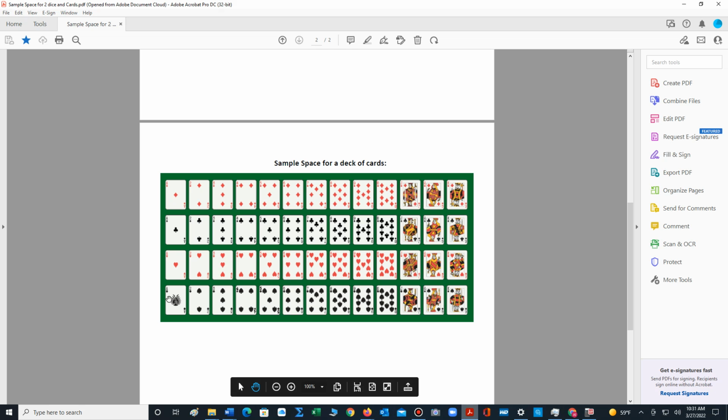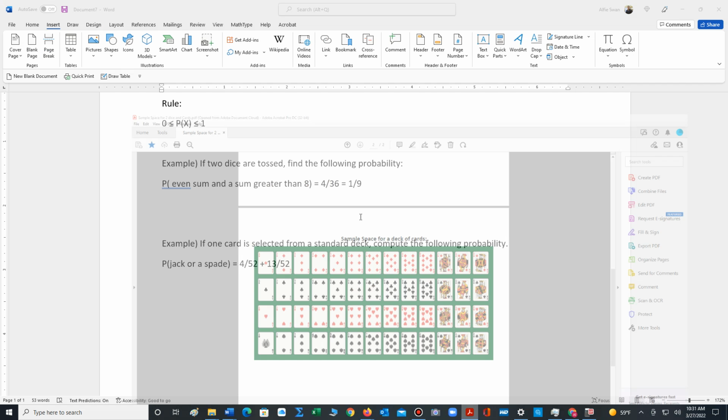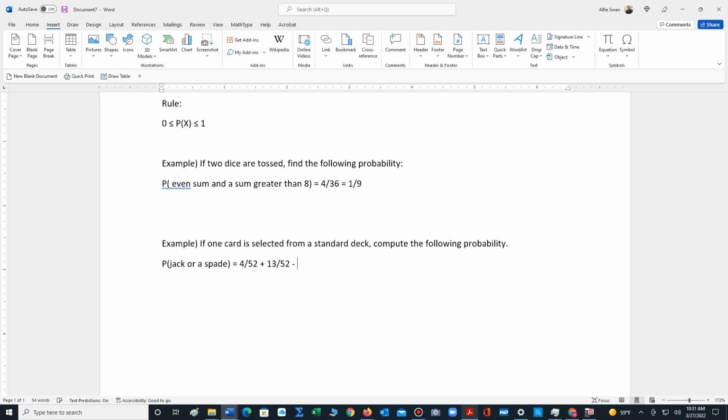If you notice, we counted the 13 spades, which included the Jack of Spades, and the 4 jacks, which included the Jack of Spades. So we have to ensure that we subtract out 1 Jack of Spades. Or you can do this mentally. It depends on how you want to perform the computation. So now we add 4 plus 13 is 17, minus 1 is 16 out of 52.